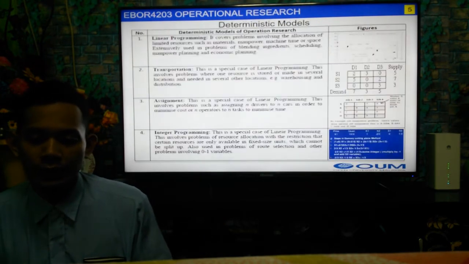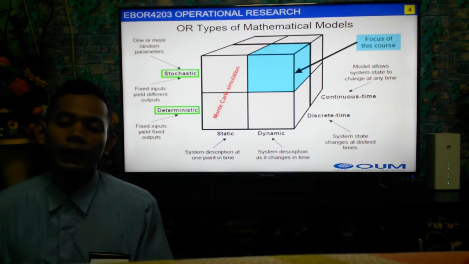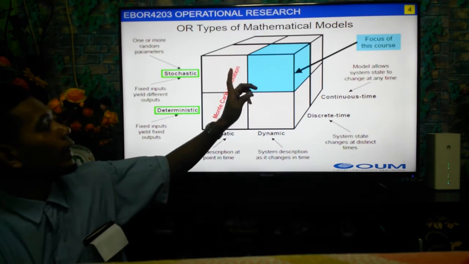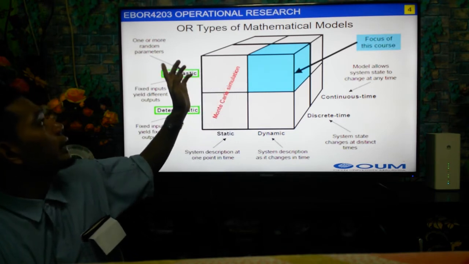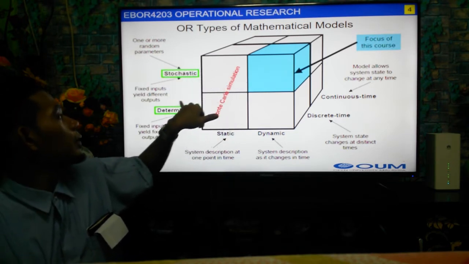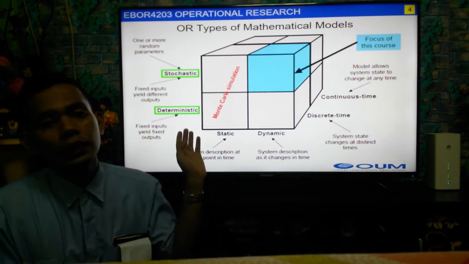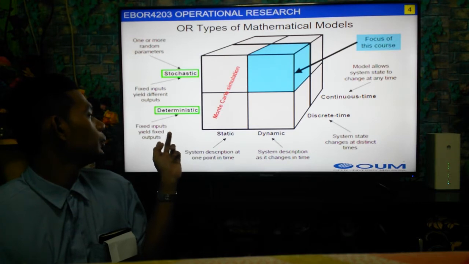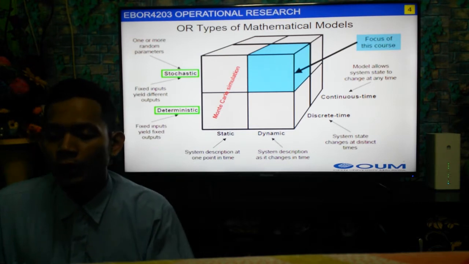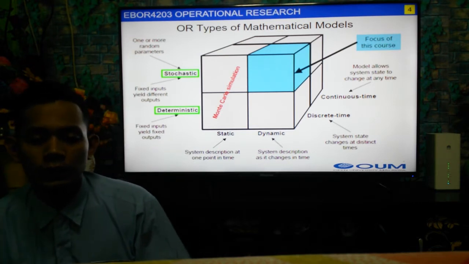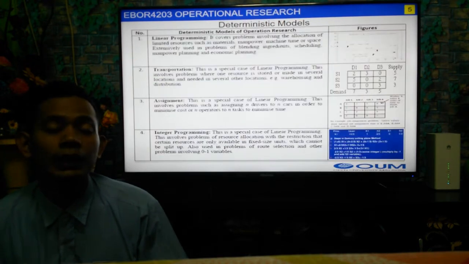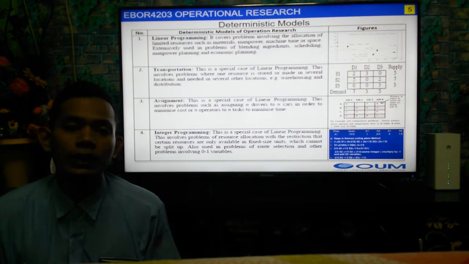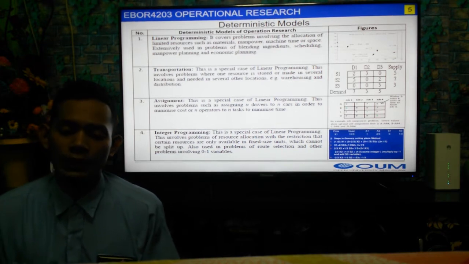There are many mathematical models, but OR mostly uses the stochastic model, which has one or more random parameters, so a fixed input yields different outputs. The second model that OR mostly uses is the deterministic model, which has fixed input and yields fixed output. In a deterministic model, all parameters of decision variables, constants and functional relationships are known with certainty.